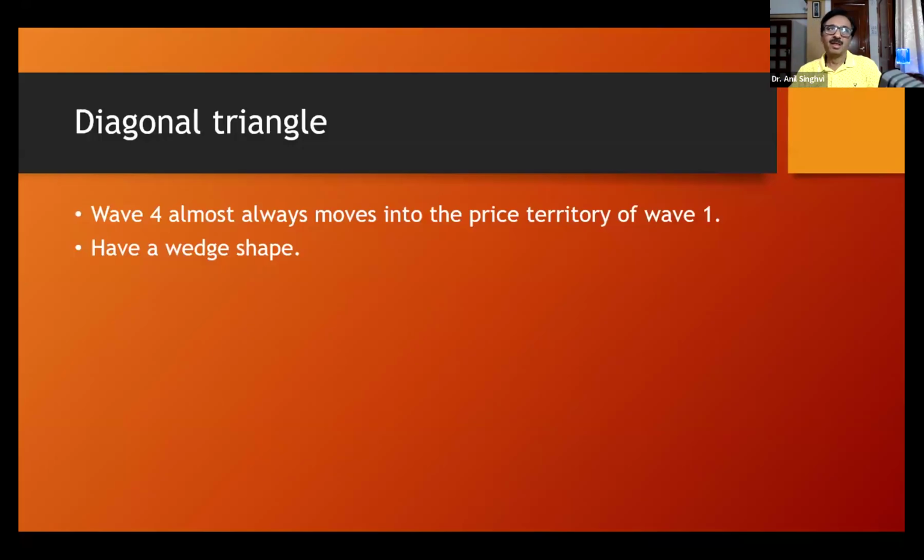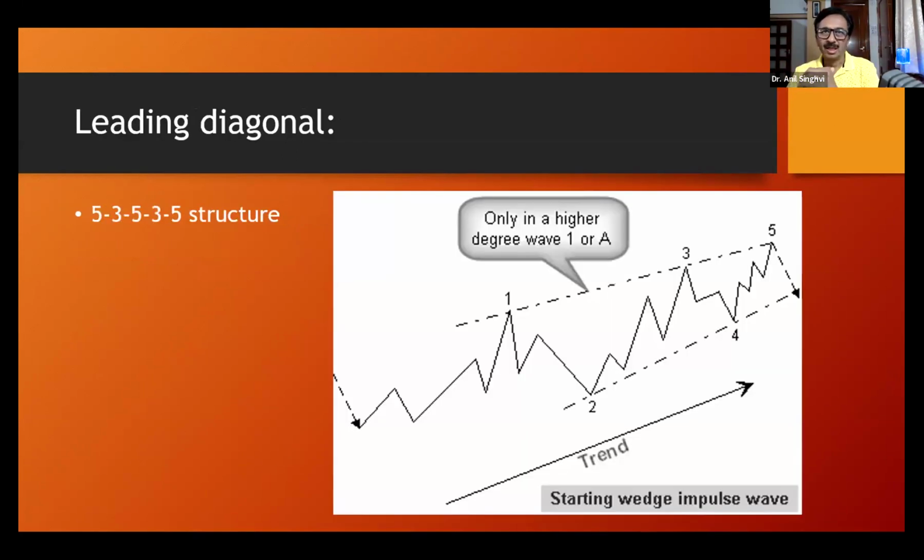So that was about it. And then we come to diagonal triangles. Diagonal triangles have a wedge kind of shape. I will show you one like this. Now, this is an interesting one because this can happen in two situations. Either your whole wave will start with a diagonal triangle or they will end with a diagonal triangle.